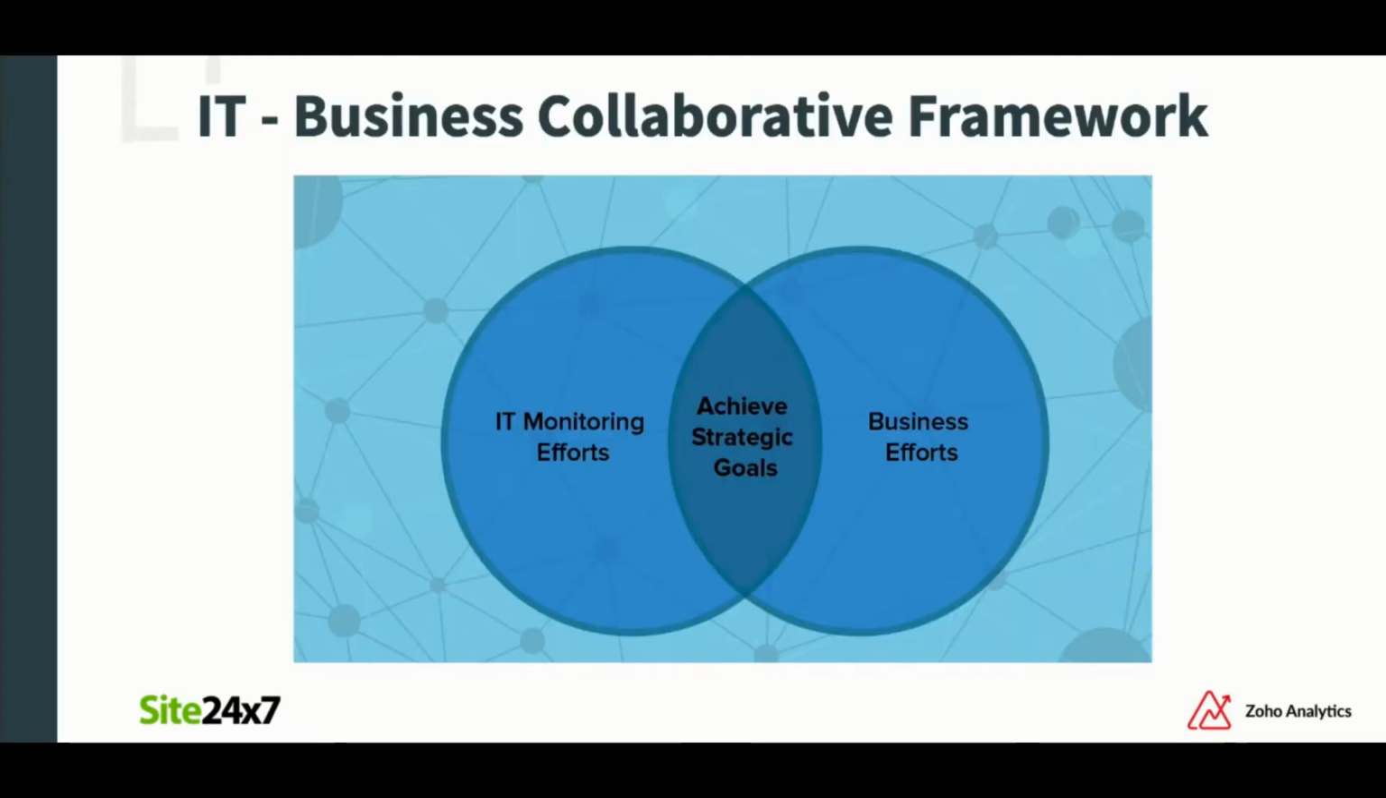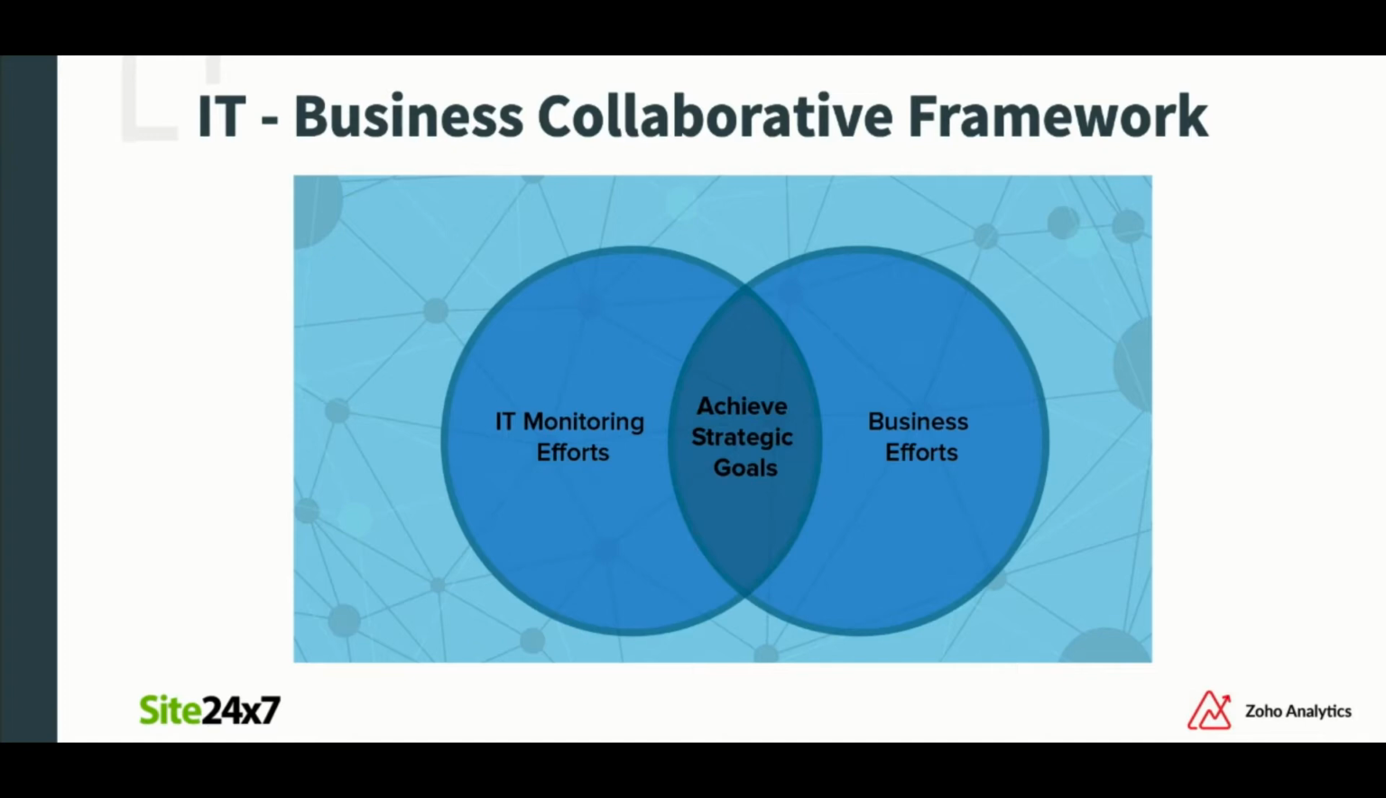Let us take a few minutes to understand the importance of aligning your IT efforts with your business goals. For this, I'm going to take the help of our IT Business Collaboration Framework. One of the key priorities for any business is to achieve its set strategic goals. As IT teams and as IT managers, there are two major aspects of achieving this. One, your IT monitoring efforts, and two, your business efforts.